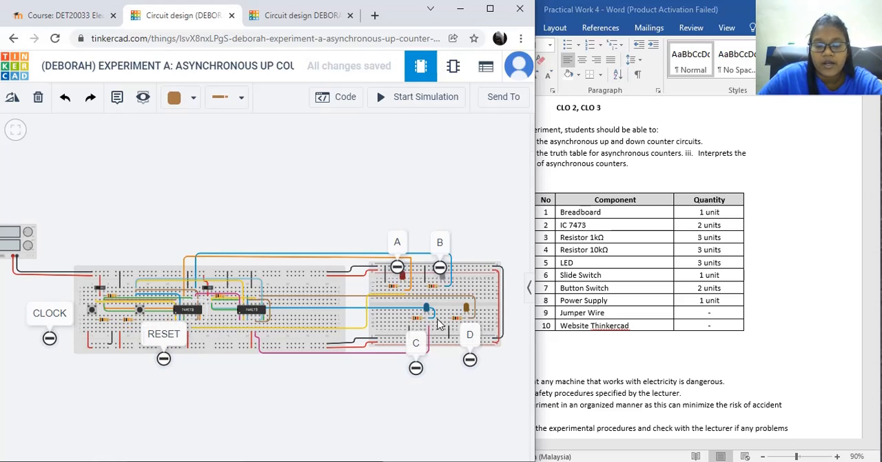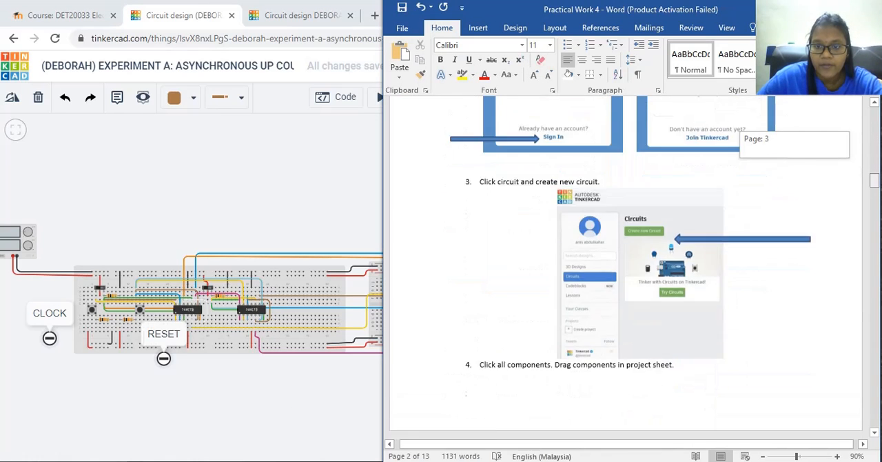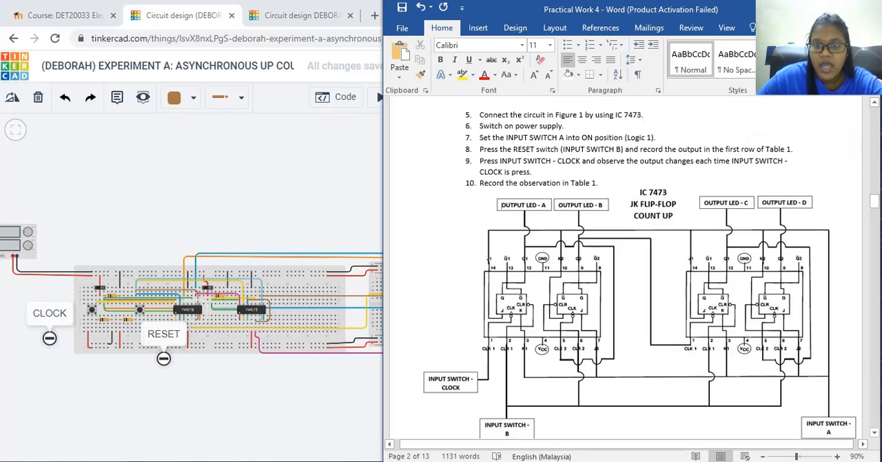And the 4 resistors which are 1 kilo ohm, I put under each of the LEDs. Why do we put 1 kilo ohm resistors under the LEDs? Because we just want to prevent the LEDs from exploding. So as per the lab sheet, I'm going to continue with experiment A.